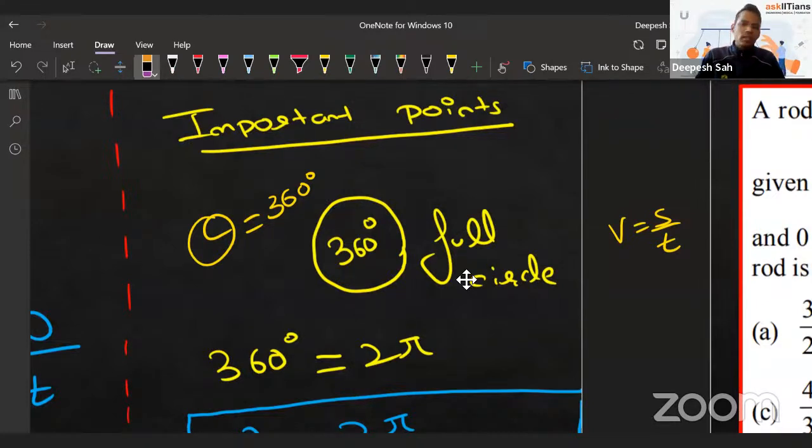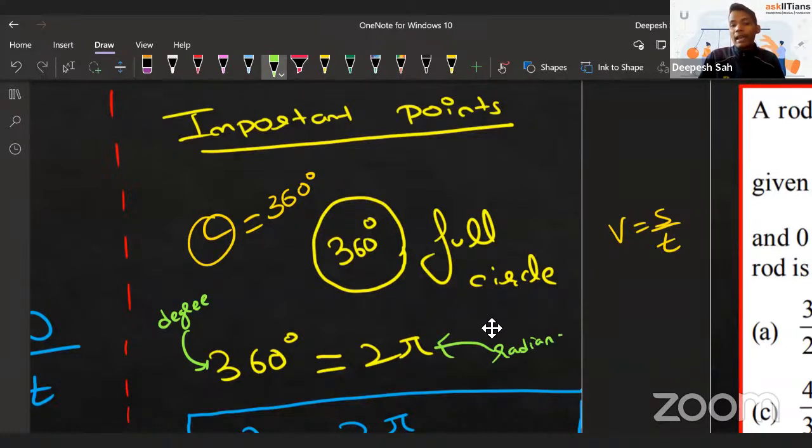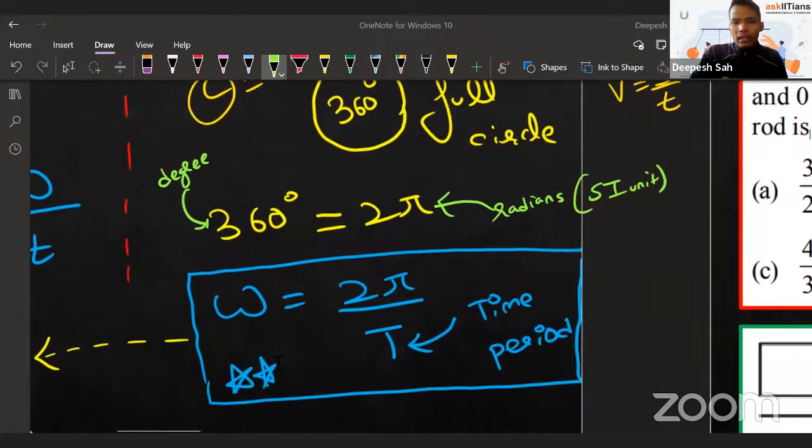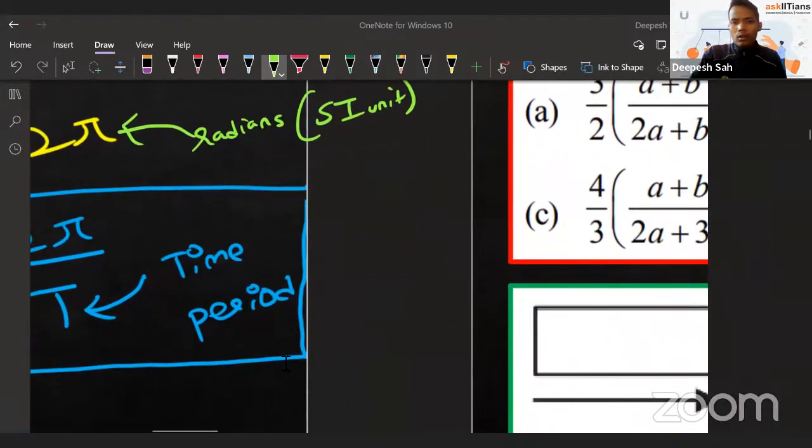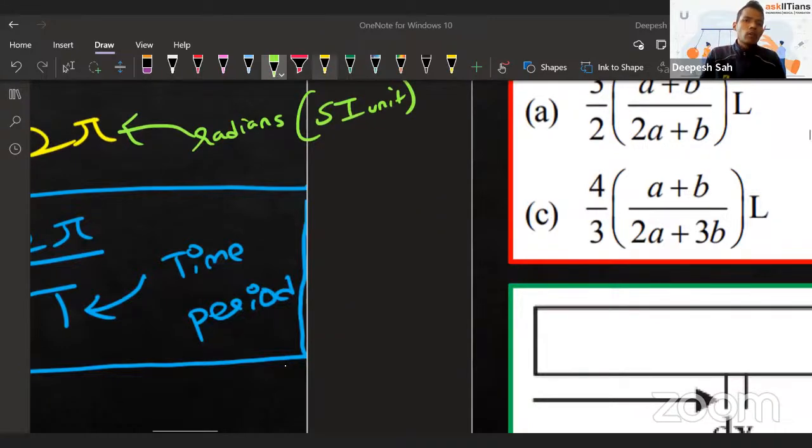There are different units to measure angle as well. Exactly in the same way, degree is one of the units, and radian is another. The SI unit for measuring angle is of course the radian. So whenever you deal with it, try to take radians. Now, what can we say? If I want to make the formula for velocity, velocity is equal to displacement upon time.